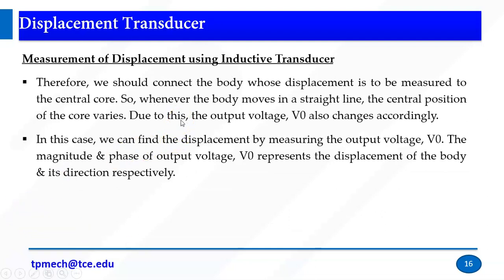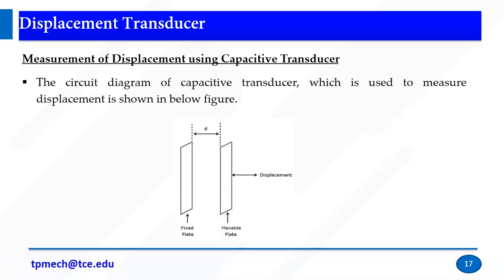So what we do is place the object whose displacement we are going to measure on the core. The object whose displacement we want to measure is fixed to the core. If that core moves right and left, the voltage difference indicates that. So with the voltage difference we can easily measure the displacement of the object, right? So this is what inductive transducers do.